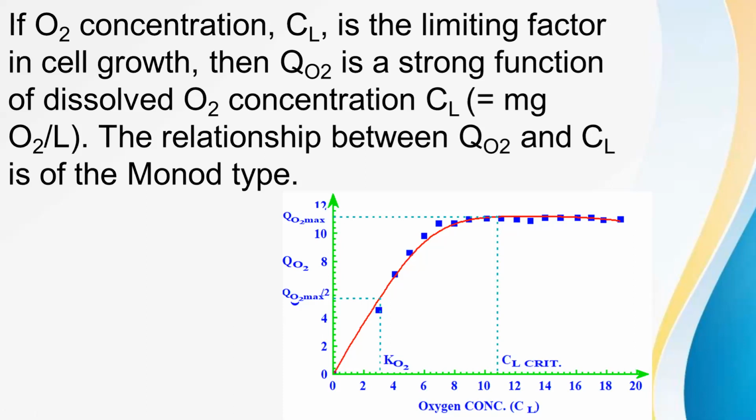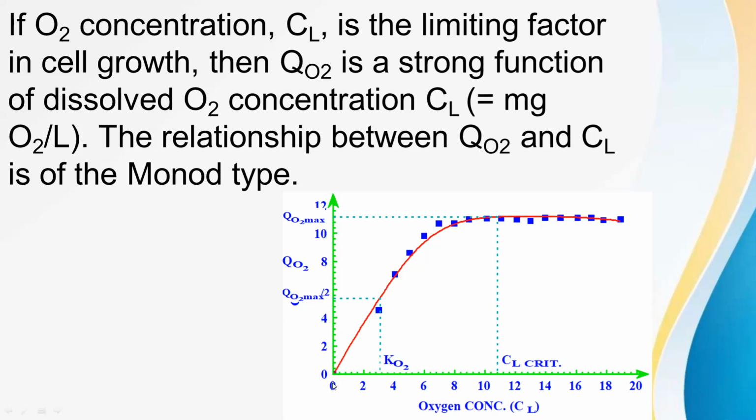So if oxygen is the limiting factor, that is, if you give too much oxygen it will die, or if you give too little, it will also die. If oxygen plays the role of a limiting factor, then this QO2 has a direct impact on the Cl as well. That's what they're saying here.